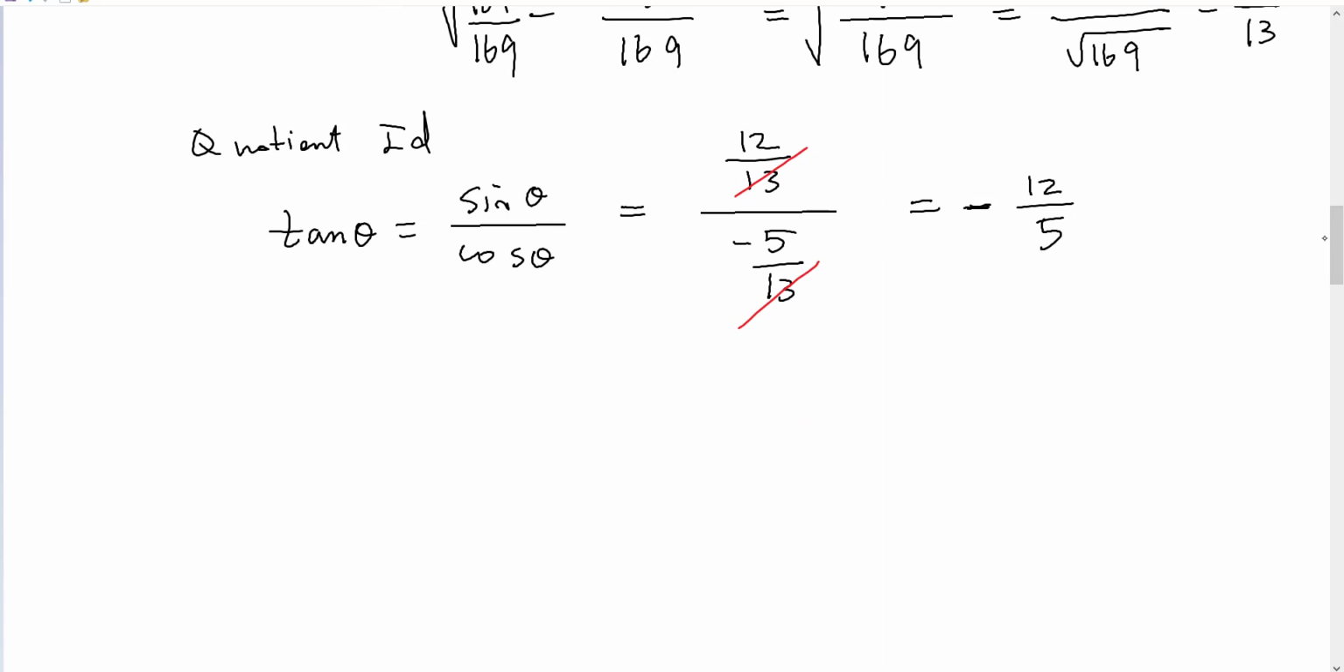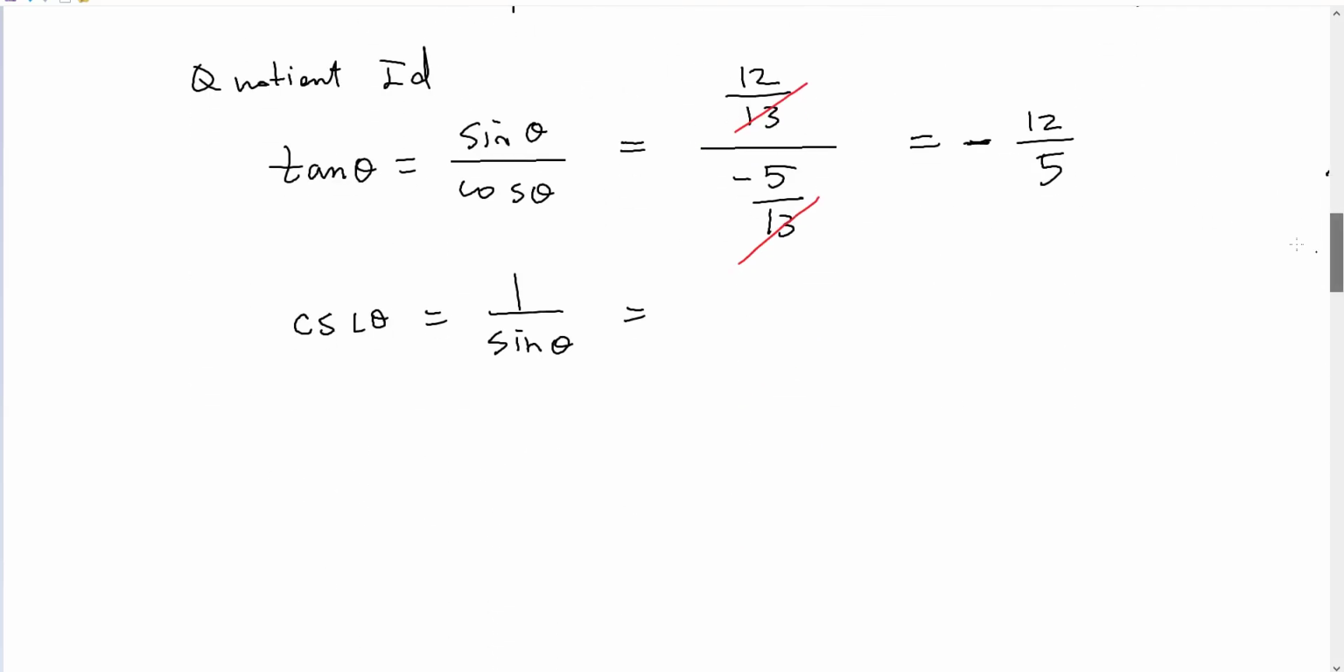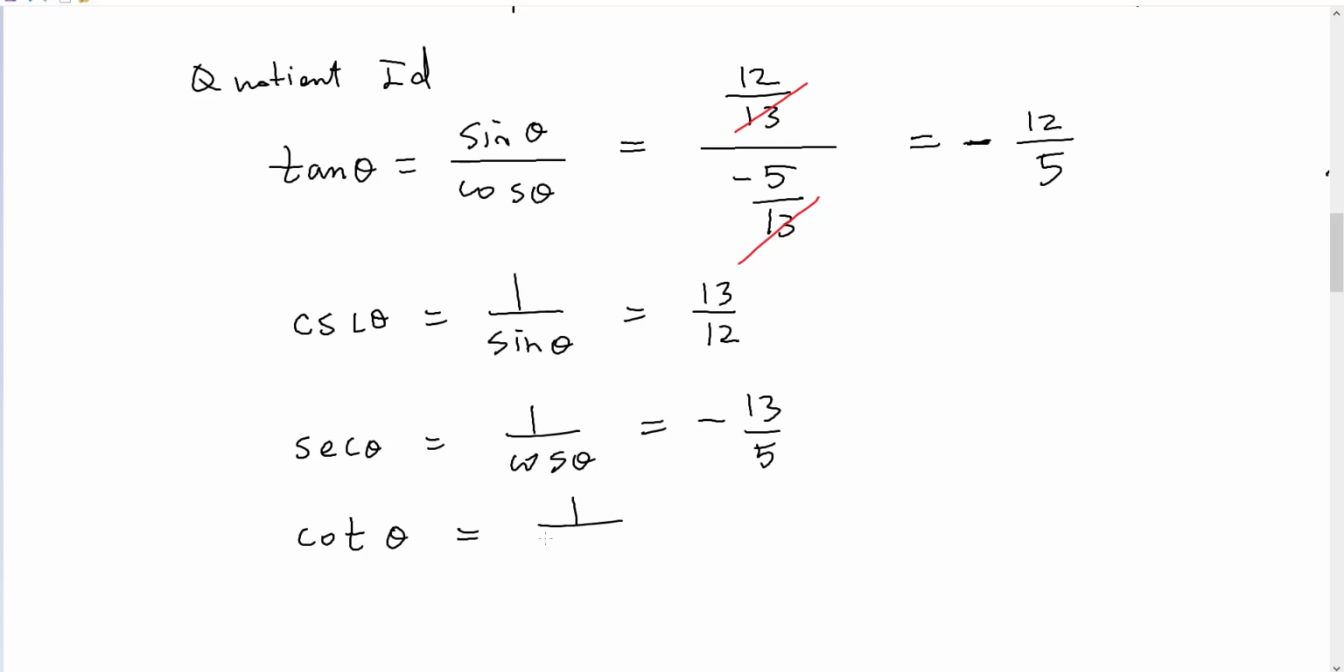Now all the rest are reciprocal identities. Cosecant theta is 1 over sine theta, so I just have to invert the fraction of sine. 12 over 13 gets flipped, so it's 13 over 12. Secant theta is 1 over cosine theta, so I need to flip the negative 5 over 13, which is negative 13 over 5. Now cotangent theta, by the reciprocal identity, is 1 over tangent theta, so I need to invert the fraction of this one, which is negative 5 over 12.